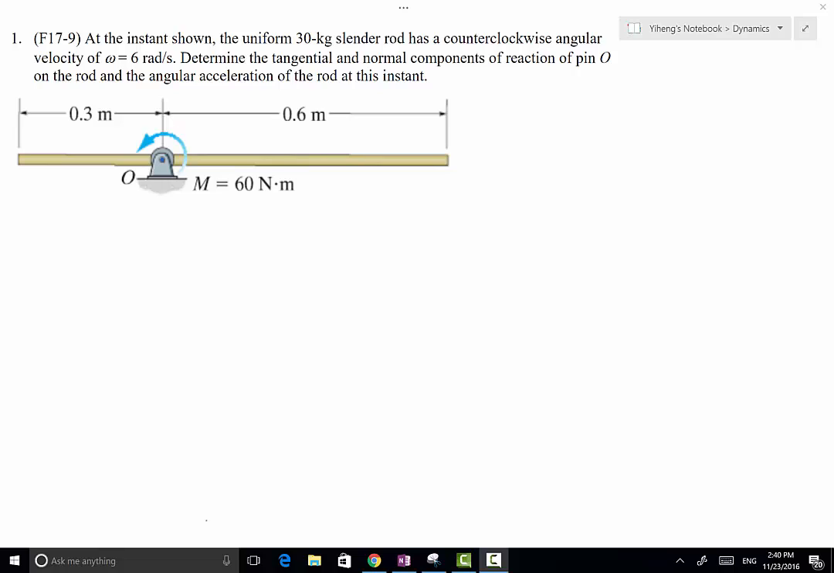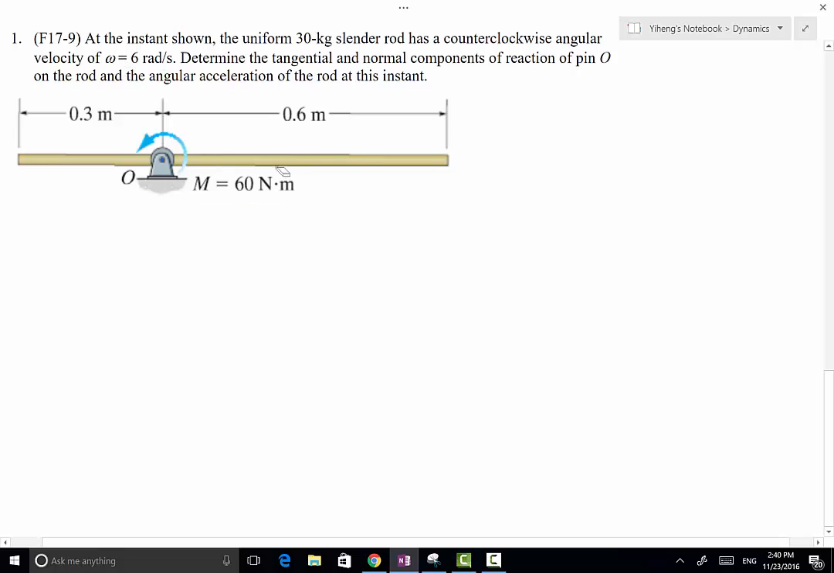Let's look at this problem. We have this uniform 30 kilogram slender rod. It is pinned at point O, and it is subjected to a 60 Newton meter couple moment counterclockwise. As a result, it is rotating with a counterclockwise angular velocity omega of 6 radian per second. And we need to determine the tangential and normal components of reaction the pin O has on the rod, as well as the angular acceleration of the rod at this instant.